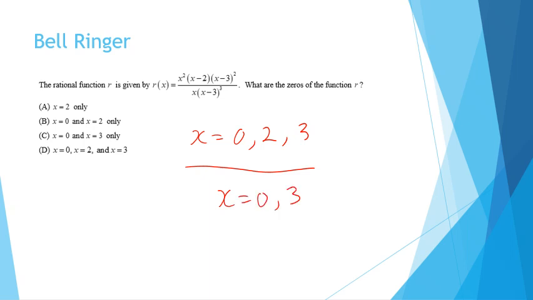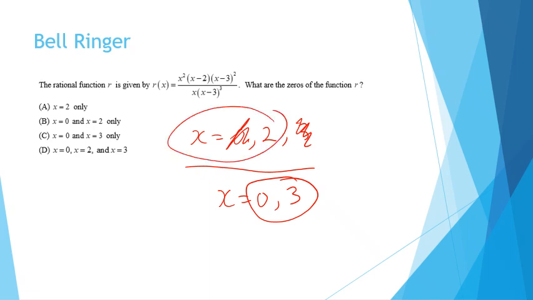And remember, before we even find the zeros of the whole function, which is just when the numerator is equal to 0, in the denominator you have to restrict 0 and 3 from our domain. We can't plug those numbers in, which means they can't actually be zeros here. So our only answer should be x equals 2. A is our correct answer here.